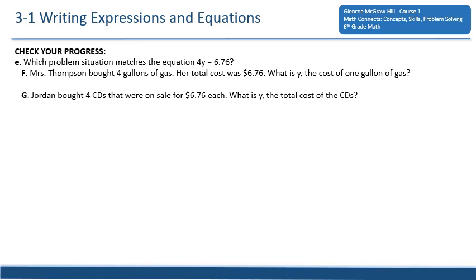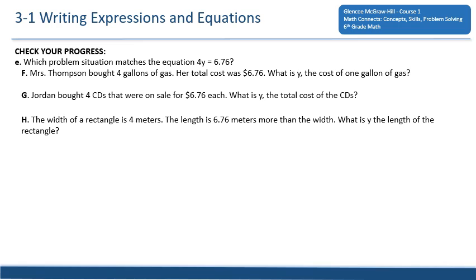Jordan bought 4 CDs that were on sale for $6.76 each. What is y, the total cost of the CDs? So I don't believe this one's right, because if it was, I think the correct equation for this would be 4 times 6.76 equals y. And we have 4 times y equals 6.76.